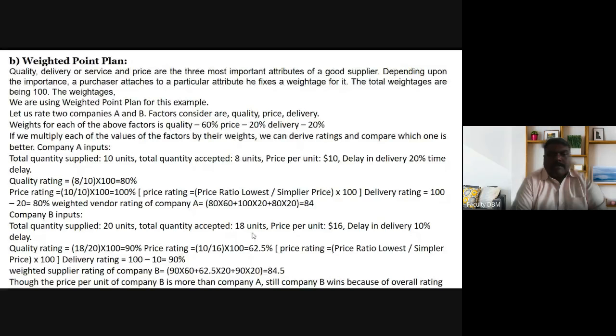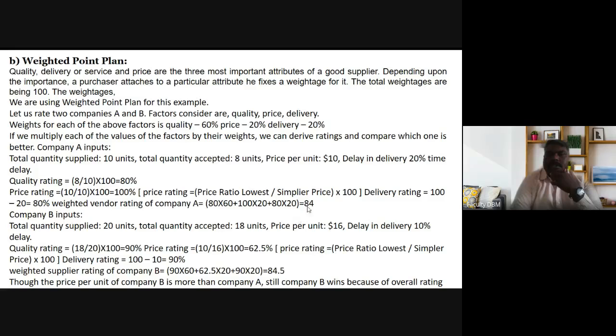and total quantity accepted is 18 units, and price per unit is 16. Here the delay is 10%. So 18 by 20 gives 90%. Price rating is 10 by 16, where 10 is the lowest price and 16 is the highest, so we divided and got 62.5%. Delivery rating: 10% delay, 100 minus 10 is 90%. Then multiplying, 90 into 60 plus 62.5 into 20 plus 90 into 20 is equal to 84.5.